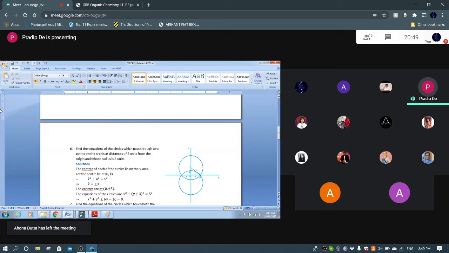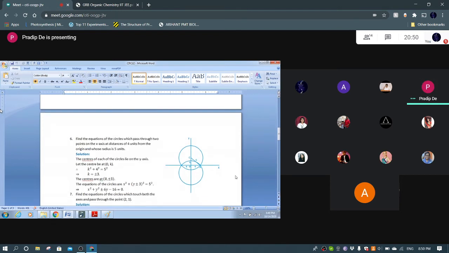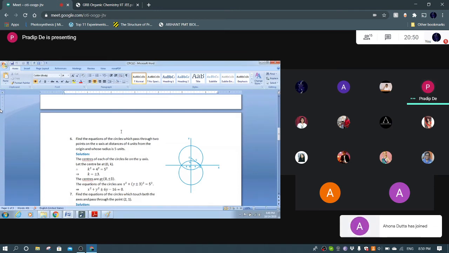And if it is done, whatever time is left, I can take one more sum. Number 7. See if you can draw the diagram and try to get the answer. Find the equations of the circles which touch both the axes and pass through the point 2, 1. Give it a try. That is, draw a diagram.